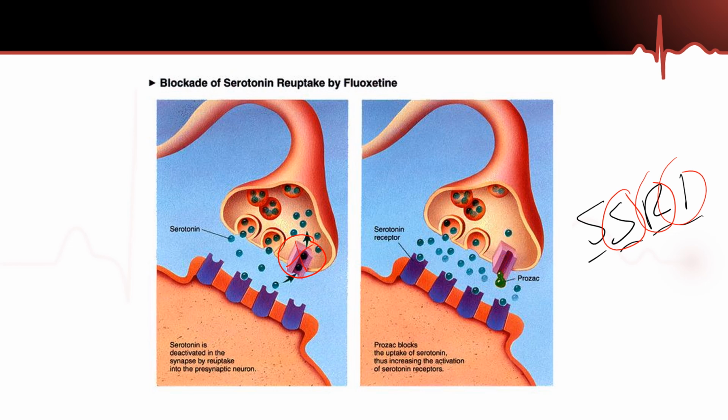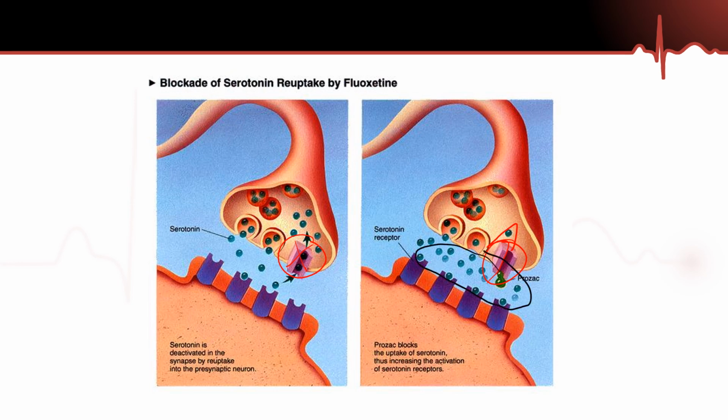Now, what would that do? If someone took an SSRI, and it blocked their serotonin reuptake pumps on their neurons, then this neuron that releases serotonin would have a very hard time reuptaking serotonin. And where would the serotonin stay? The serotonin would stay in the interstitial fluid. What would you be doing? You'd be increasing the concentration of serotonin in the interstitial fluid.